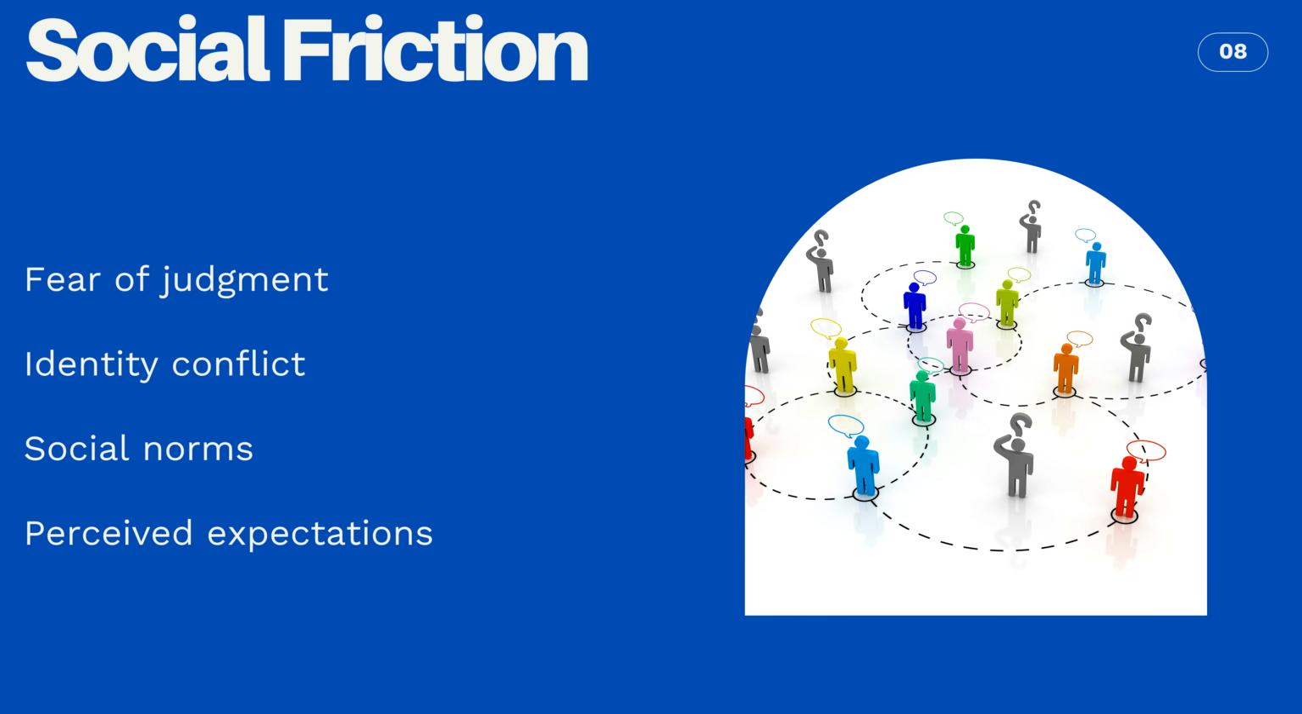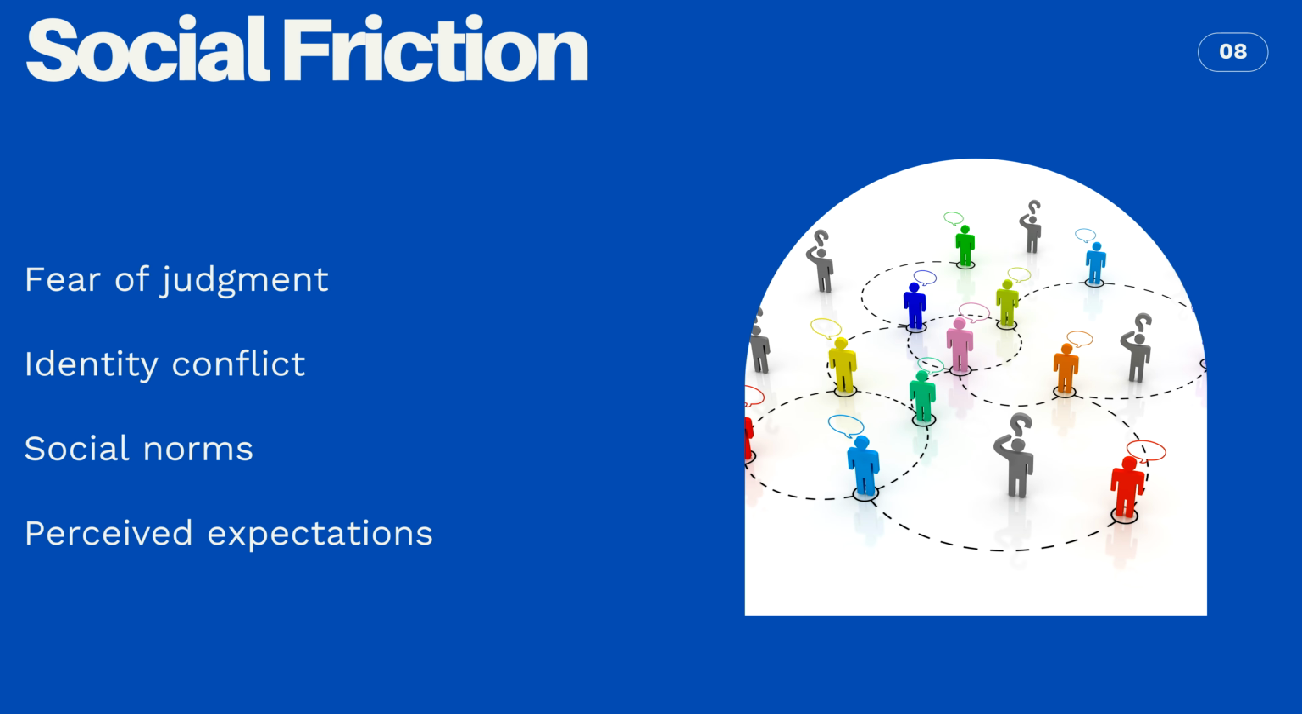Social friction arises when a behavior conflicts with identity, norms, or expectations. People don't just make decisions as individuals. They make decisions as members of social groups. This is grounded in social identity theory, normative influence, and impression management. Fear of judgment reduces action. Research on evaluation apprehension shows that people avoid behaviors that risk negative evaluation.